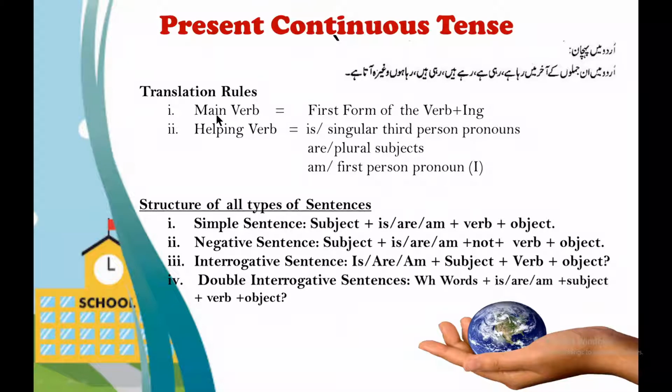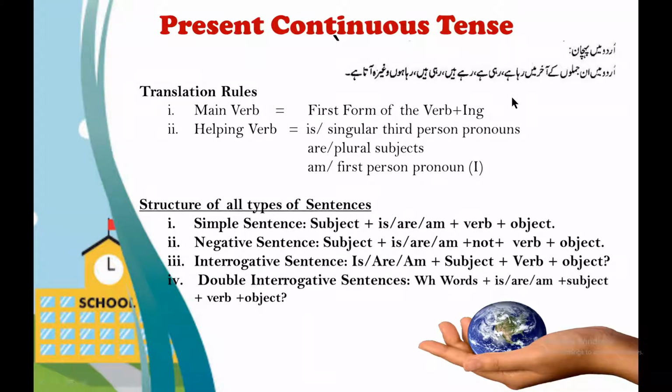In present continuous tense, my dear students, what we usually do is use the first form of the verb plus ing. We attach ing with the first form of the verb. And what are the helping verbs, my dear students? There are three helping verbs used in present continuous tense. One is is, second one is are, third one is am. Is is used with singular third person pronouns including names and pronouns. Are is used with plural subjects, and am is used with the first person pronoun I only. So these are the translational rules of present continuous tense.